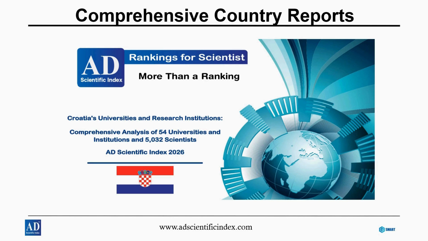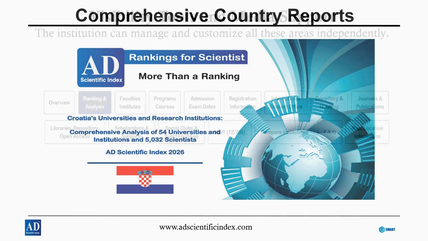For Croatia, it delivers an in-depth analysis of 54 universities and institutions, covering the performance of more than 5,000 scientists. Rather than offering just rankings, it uncovers strengths, gaps, emerging fields, and strategic opportunities. With this level of detail, national policymakers, university leaders, and research planners can shape investments, prioritize development areas, and design long-term strategies grounded in real evidence. It's more than a ranking. It's a roadmap for national academic advancement.